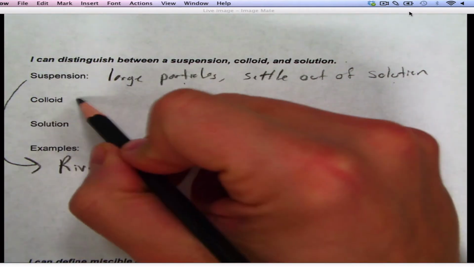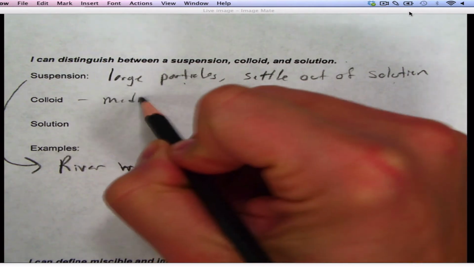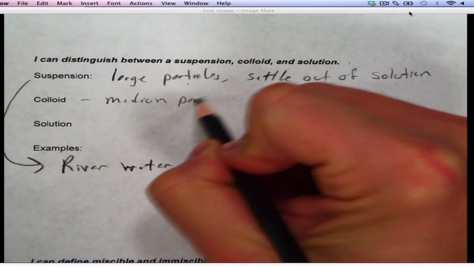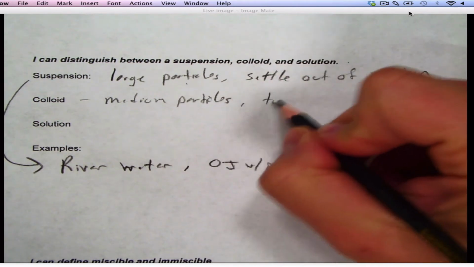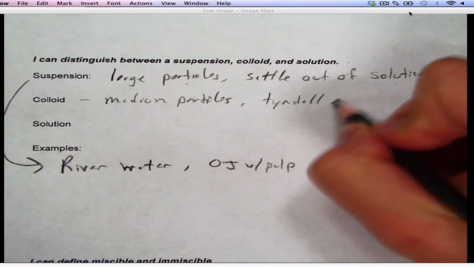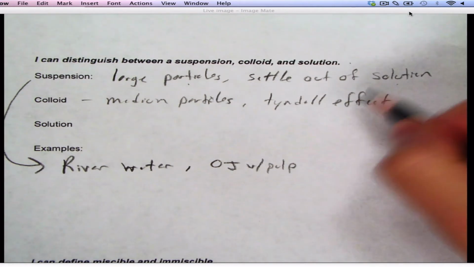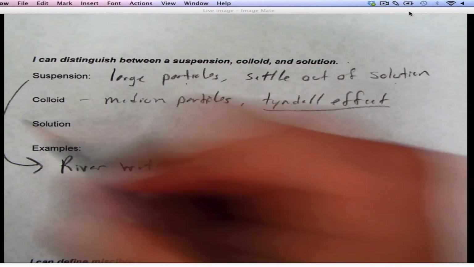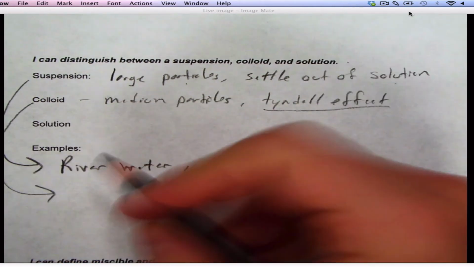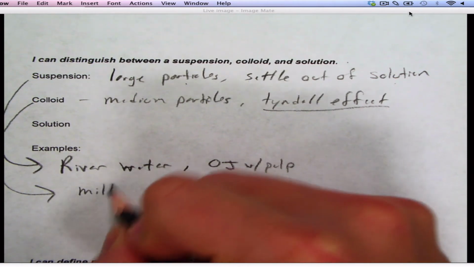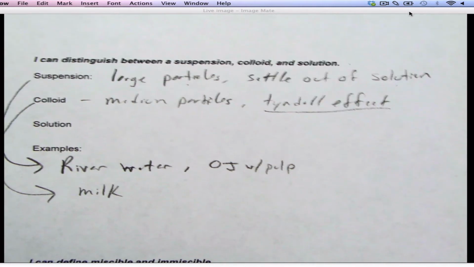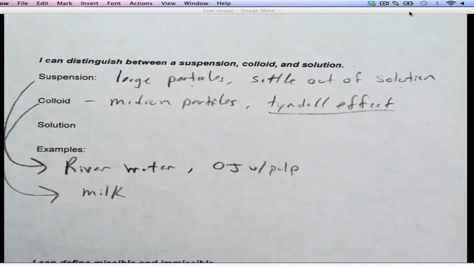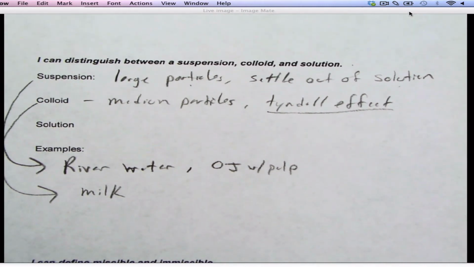A colloid is medium-sized particles, and there's something called the Tyndall effect, which we'll talk about here. An example of a colloid would be something like milk. The white stuff you see in milk is fat. It's white particles of fat suspended in solution. So it's a colloid. You can see those.